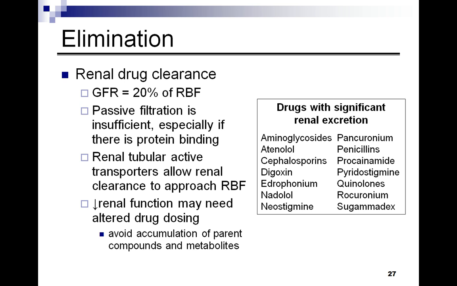But fortunately, we have a second mechanism, which is renal tubular active transporters. So in addition to filtration at the glomerulus, we have transporters that will send additional drug into the kidneys. And by the time we're done with that, the amount of drug being filtered into the kidneys is pretty much close to renal blood flow. We know that decreased renal function can require us to change our dosing of certain drugs, especially drugs that have active metabolites. And it's good for us to know which drugs have significant renal excretion, and I've listed those drugs here.